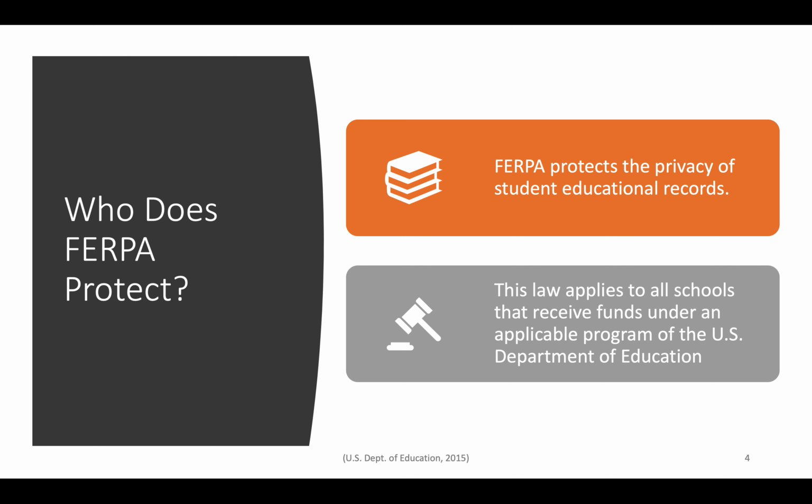Who does FERPA protect? FERPA protects any and all students under the age of 18 who are enrolled in schools or academic institutions that receive federal funds. This can also include higher education, such as colleges and trade schools. FERPA protects the privacy of the student's academic or educational records. The Act applies to all schools or institutions that receive federal funds under applicable programs of the United States Department of Education.